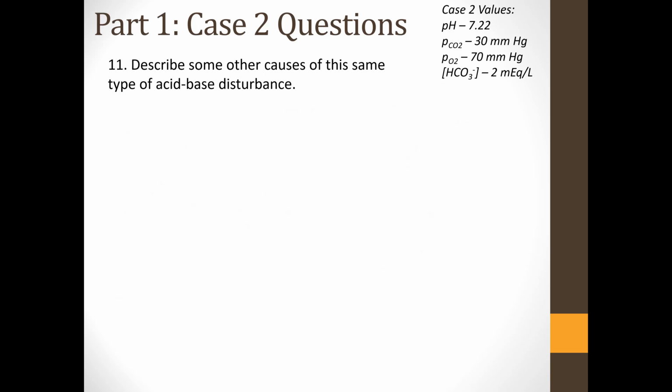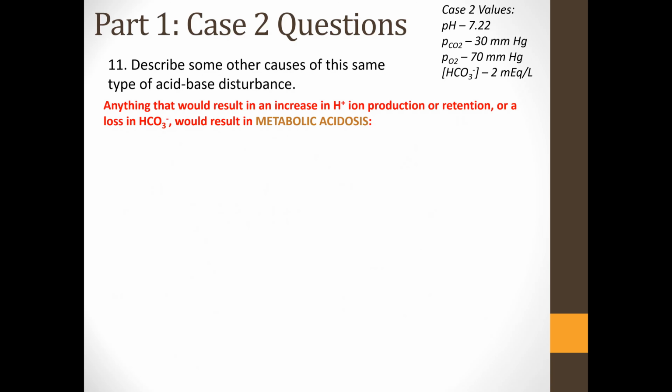Number 11, describe some other causes of the same type of acid-base disturbance. Anything that would result in an increase in hydrogen ion production or an increase in hydrogen ion retention, or a loss in bicarbonate ions would result in metabolic acidosis.